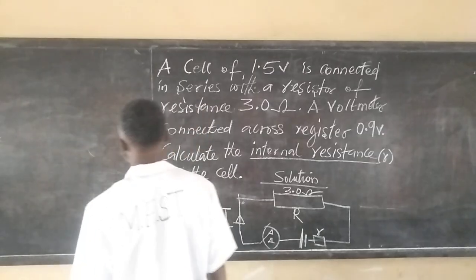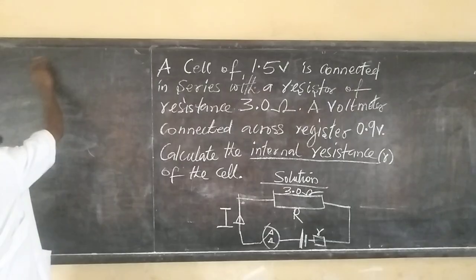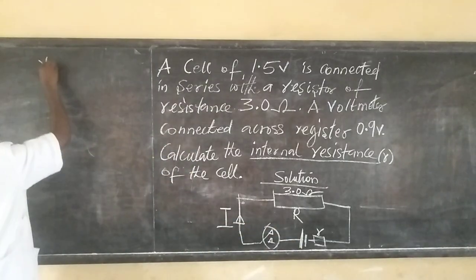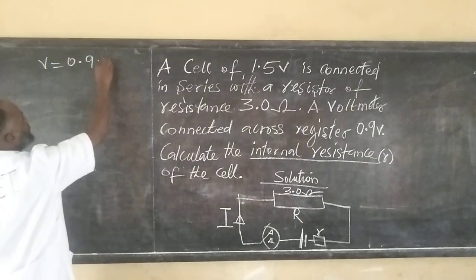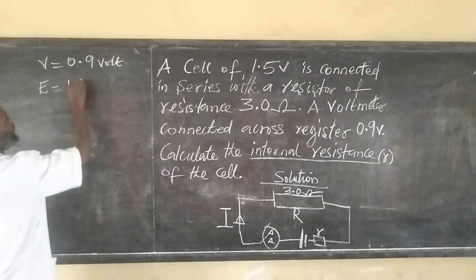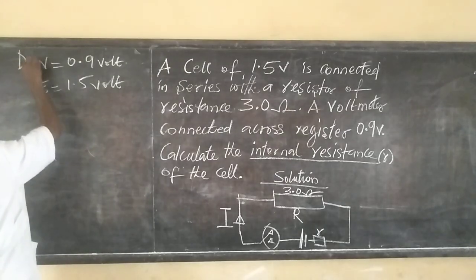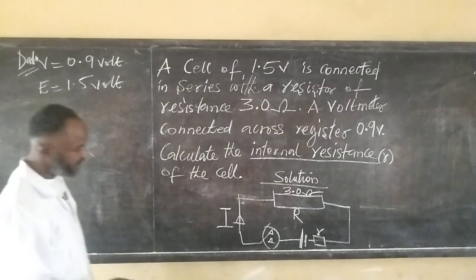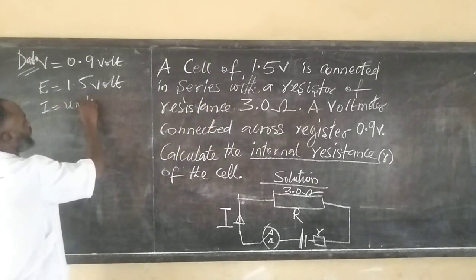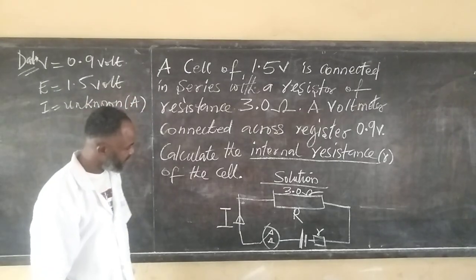So let's begin. First, from this we have that the voltage across the resistor V is 0.9 volts. Then E is 1.5 volts. We're just bringing out the data. We don't have the current, so current I is unknown, measured in amperes.